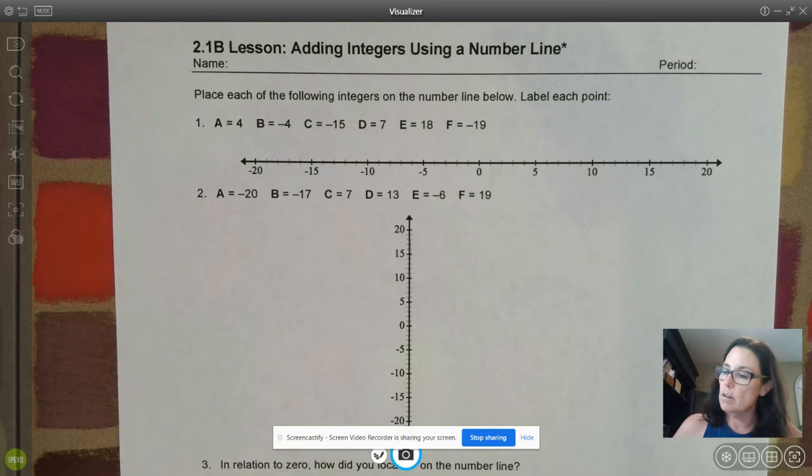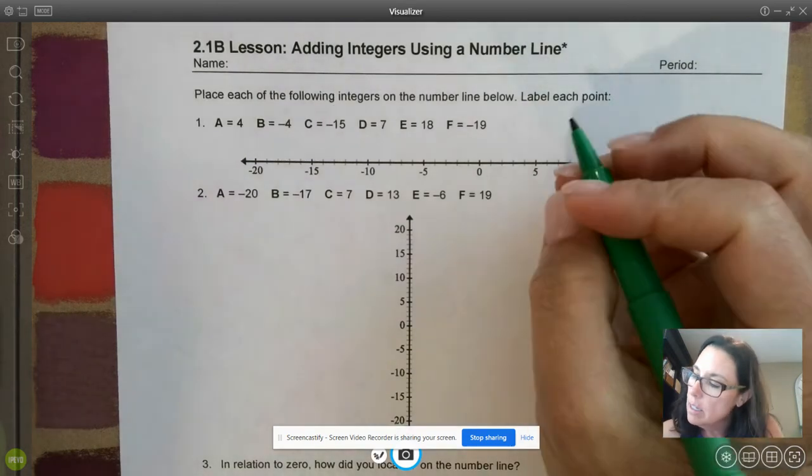Hey all, so 2.1b lesson, we are adding integers using a number line. So we just learned about chips and tiles in 2.1a, and now we're going to extend that to using a number line.